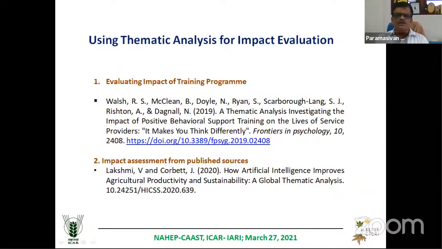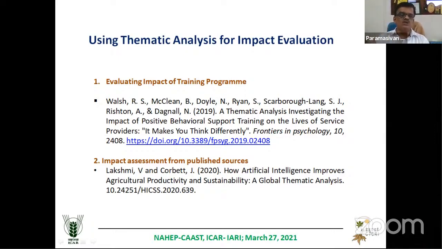So there are a few more papers which used thematic analysis for impact evaluation. You can also try. One of the primary applications of thematic analysis in impact assessment, the immediate one, is training effectiveness. You can use it for training effectiveness, how the training was conducted from the extension perspective, and you can also use thematic analysis to quantify the constructs which are not quantifiable through economic methods.